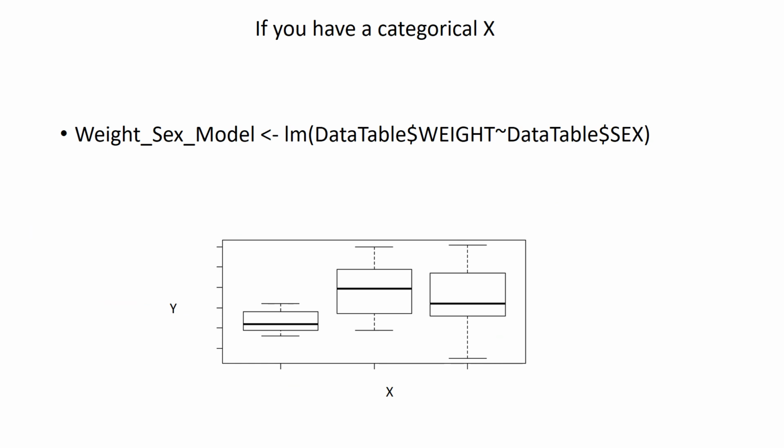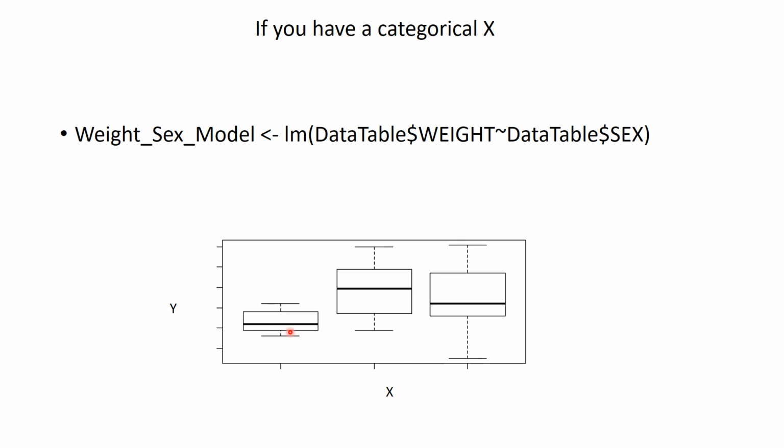In our next example, we have a categorical X variable. All right, here we are creating a new model. We've called this model weight sex model. And in this case, we are looking at the effect of sex on weight. Okay, because we have categorical variables now, our figures would look different.